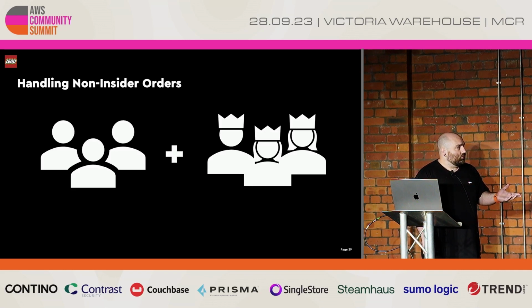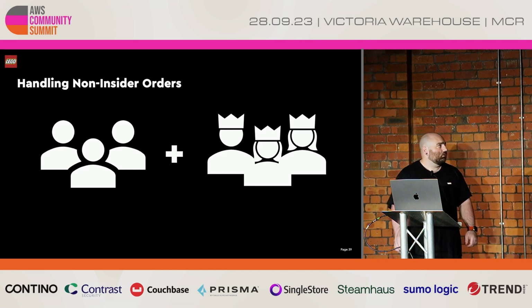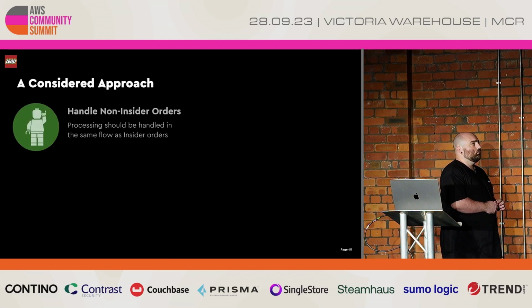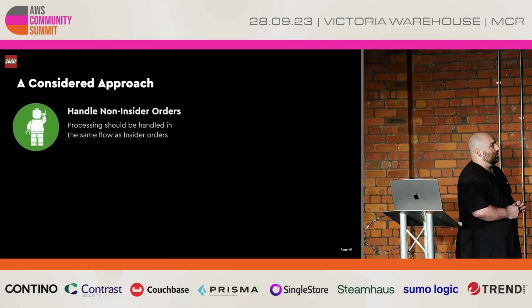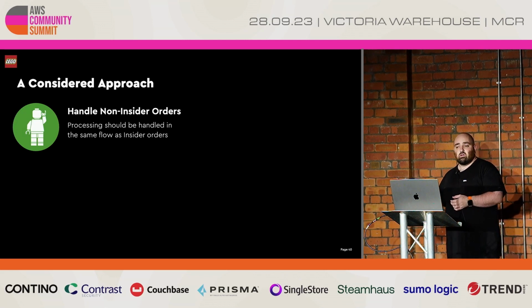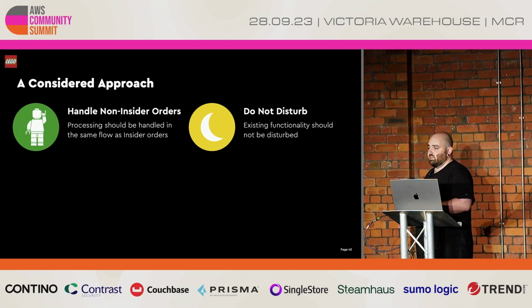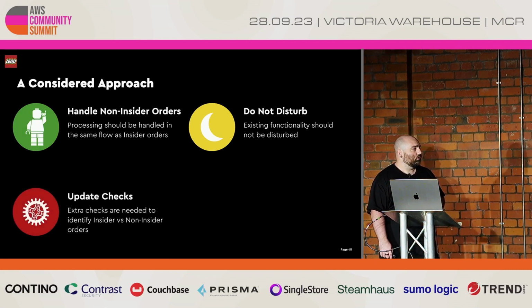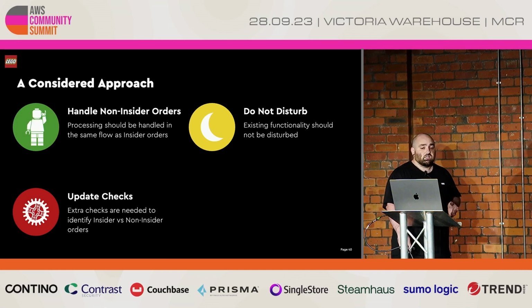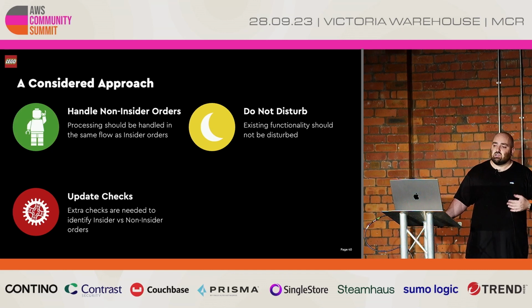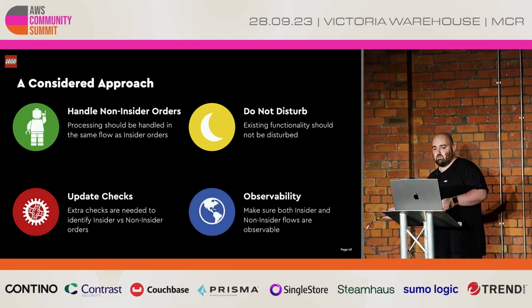One little example of this is some recent work we did on handling non-insider orders. For this, we needed quite a considered approach. We needed to be able to handle these non-insider orders in the same flow as what the insider orders are currently handled in. We needed to not disturb existing functionality that was already out there and being used in a production environment that's getting hit over and over again. We also need to update any checks that are needed, so we might need some extra checks to be able to identify an insider versus a non-insider. And my good favorite, observability.